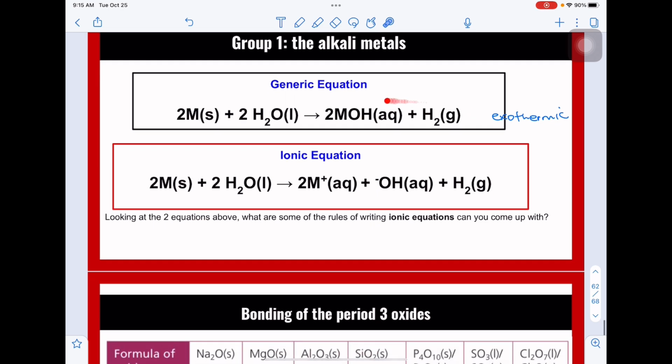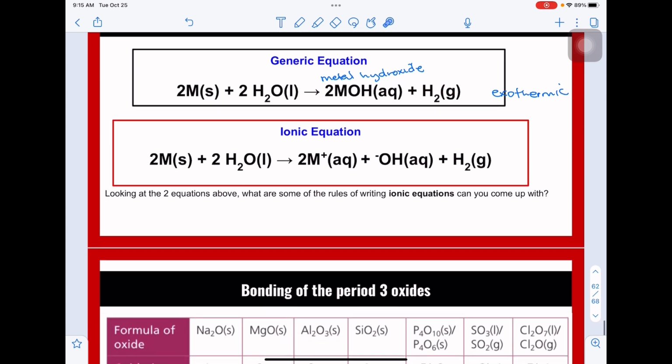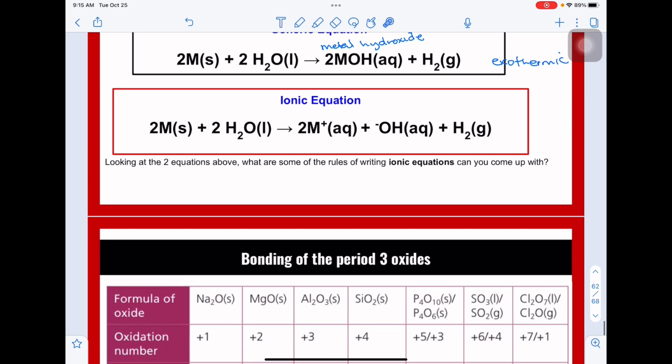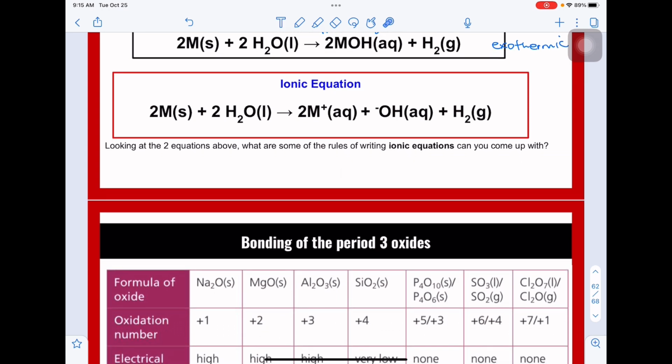Okay, so this is the generic equation. This is just a generic alkali metal, and this is water, forms metal hydroxide, okay, which is a base, and hydrogen gas. So what you expect to see here is some bubbles because of the hydrogen gas, but you also expect that the pH would be basic because it forms a metal hydroxide.